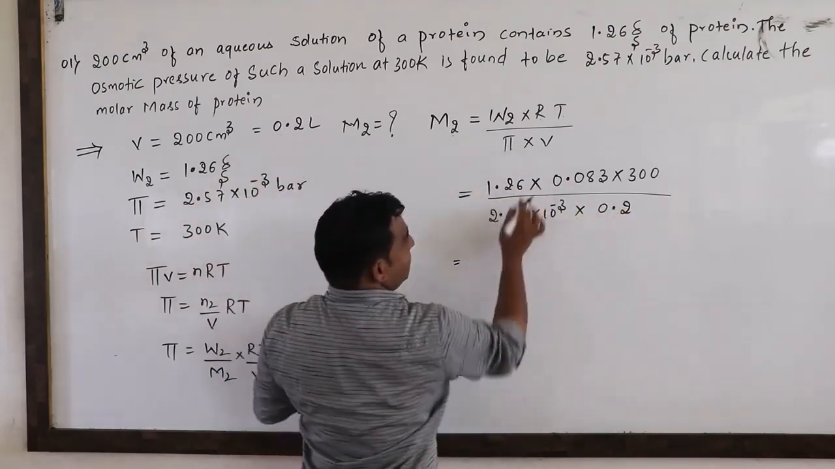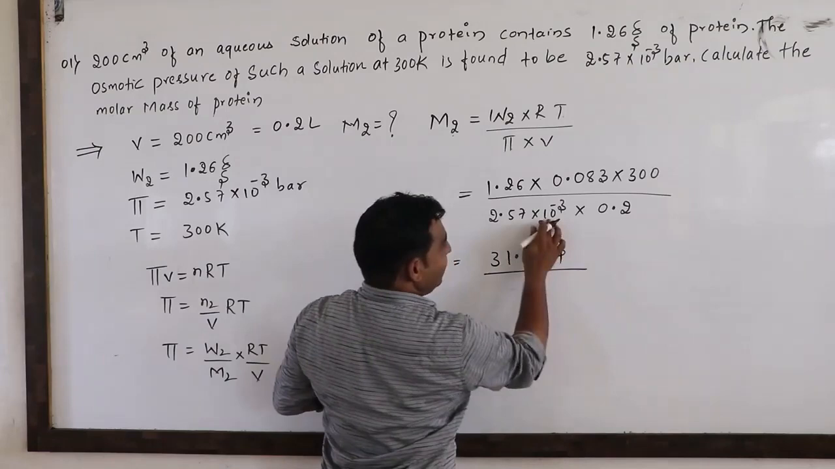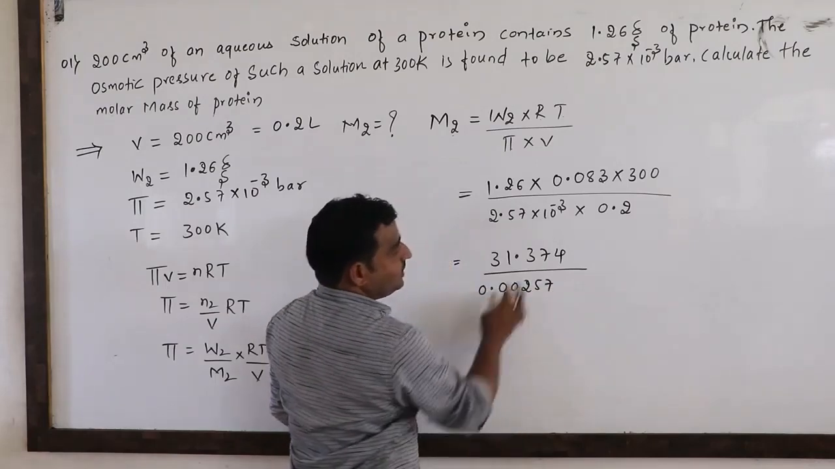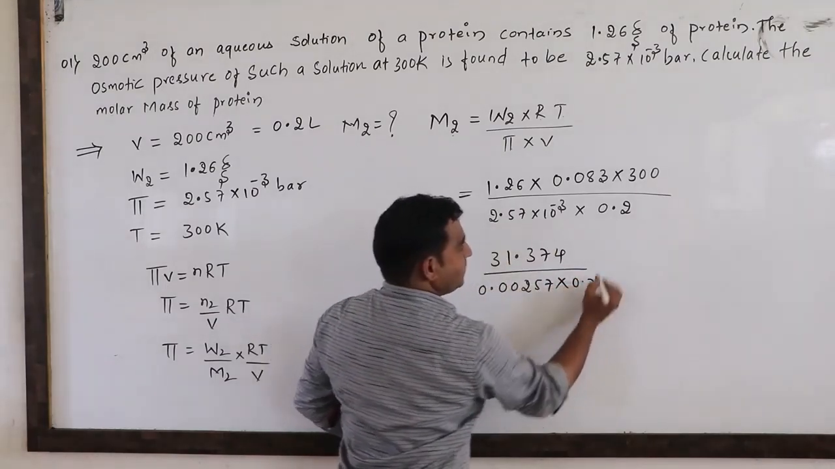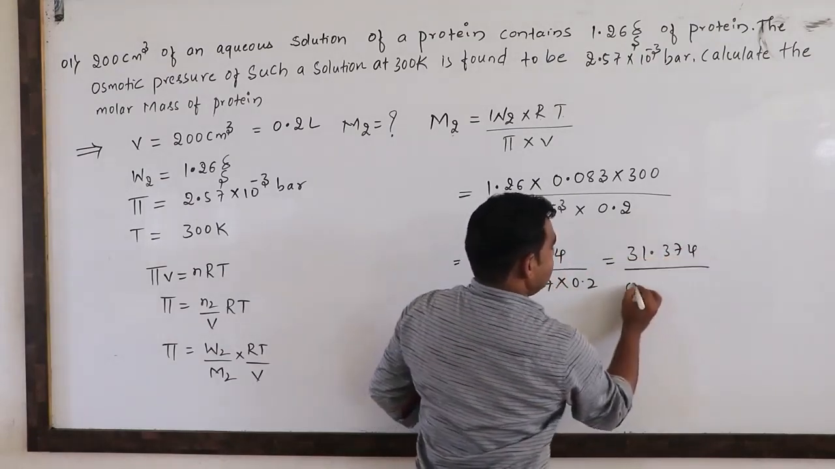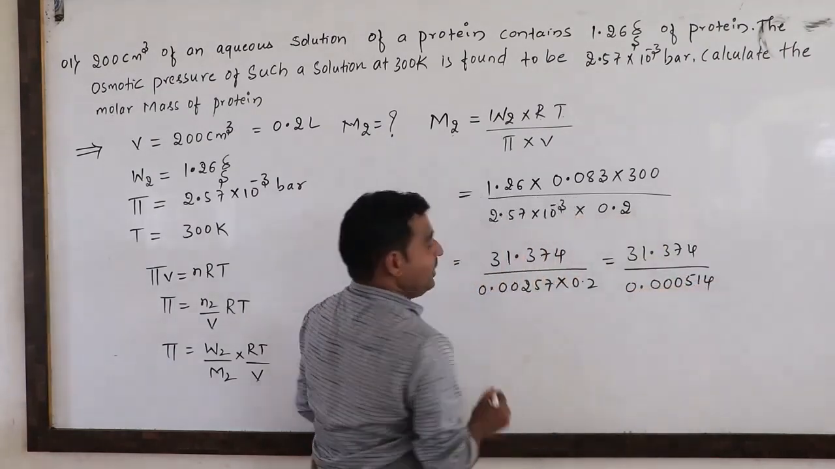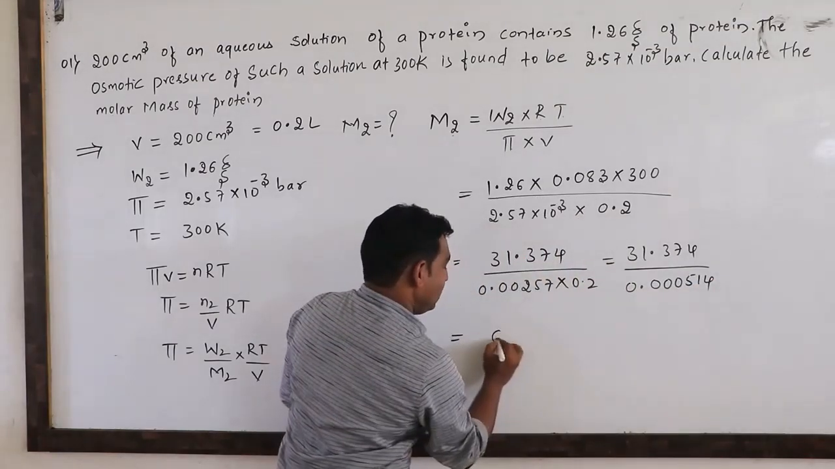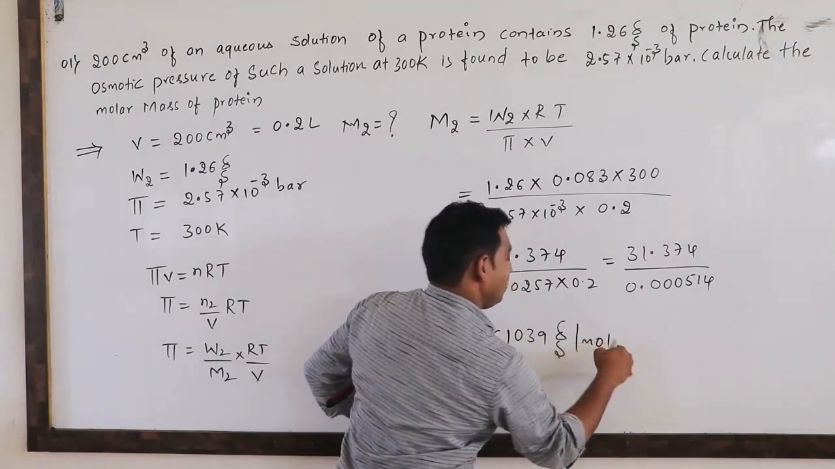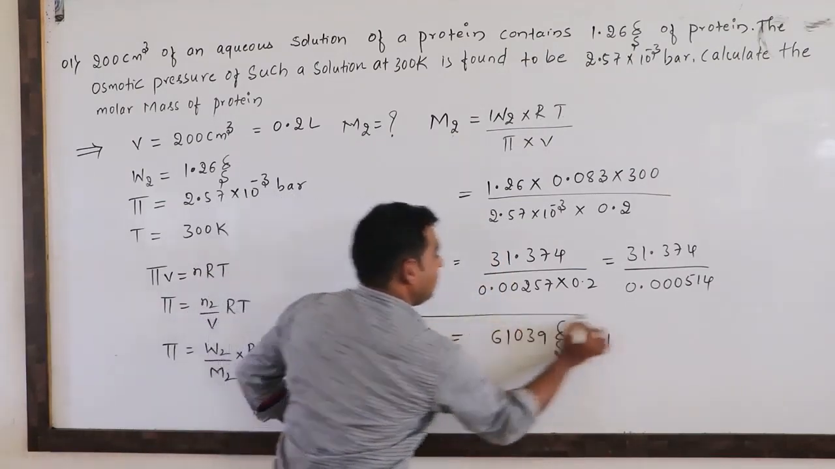Now if you multiply this, 31.374 divided by, you can write this as 0.00257. So easy to multiply into 0.2. Now we get 31.374 divided by 0.0000514. If you multiply these two and divide, we'll get 61039 gram per mole. This is the molar mass of a protein in this given problem.